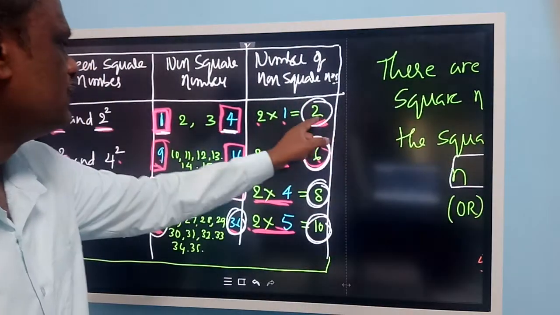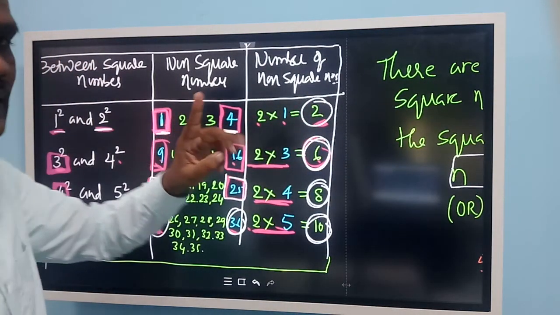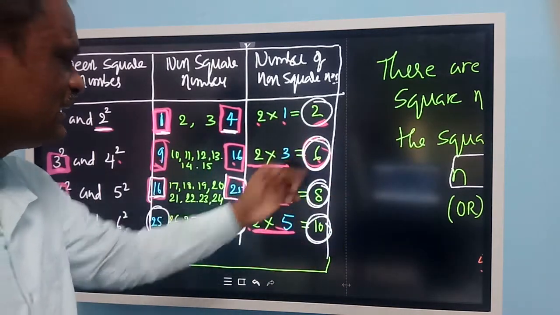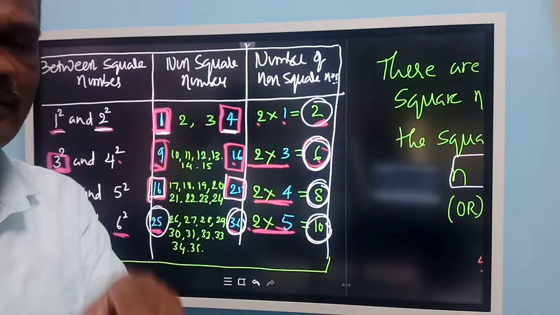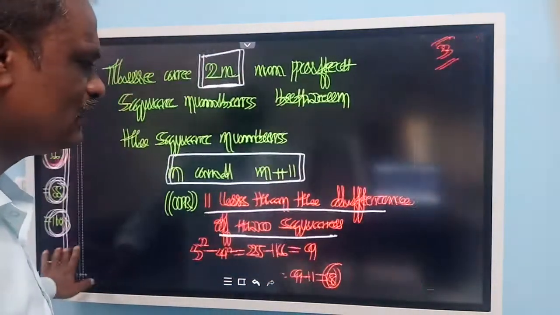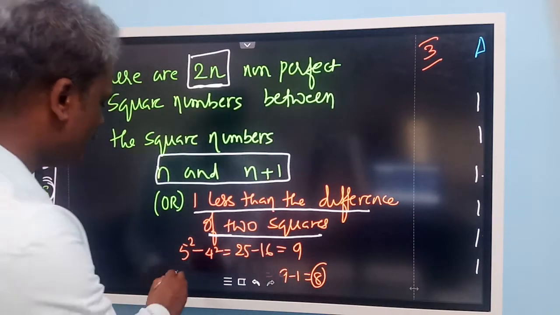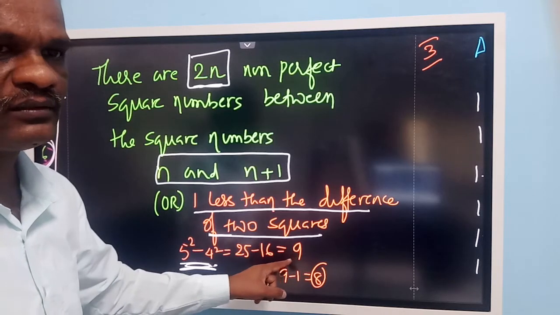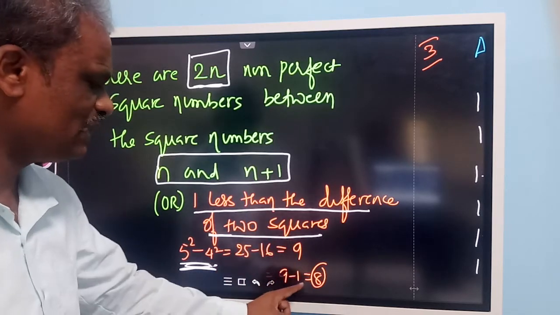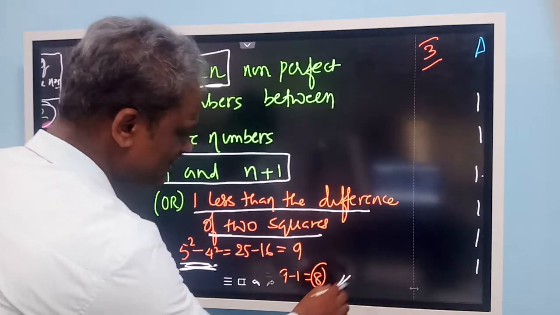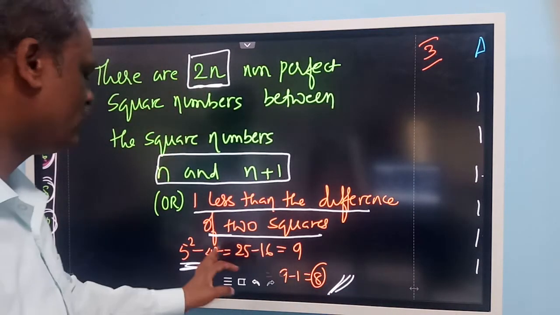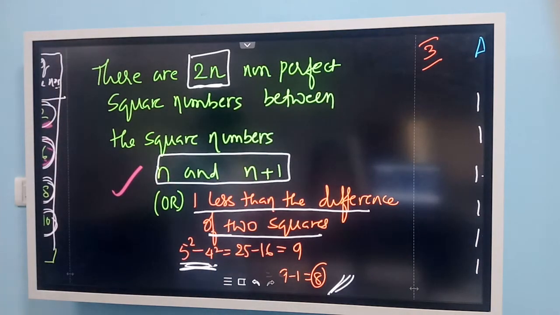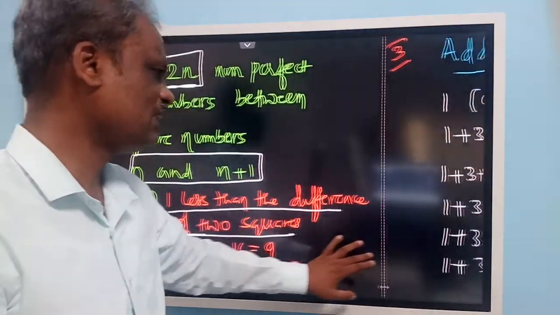See, the difference between 2 square and 1 square, 4 minus 1, is 3, and 1 less than that is 2. 16 minus 9 is 7, 7 minus 1 is 6. 25 minus 16 is 9, 9 minus 1 is 8. It is always 1 less than the difference between two square numbers. Example: 5 square minus 4 square, 25 minus 16, is 9. So 9 minus 1 is 8. There are 8 non-perfect square numbers between 4 square and 5 square. So this is another rule you are getting from the pattern that we have seen.